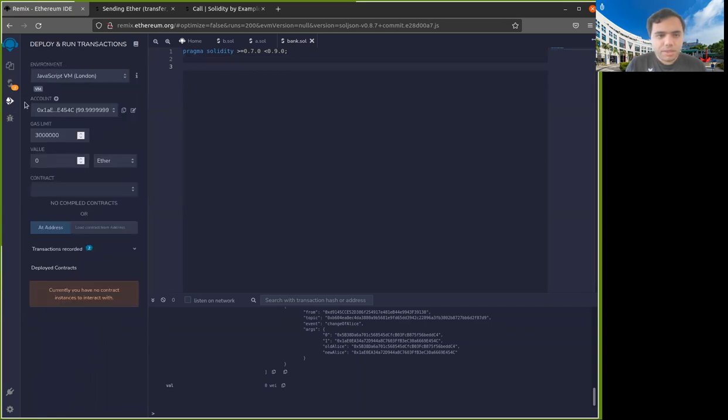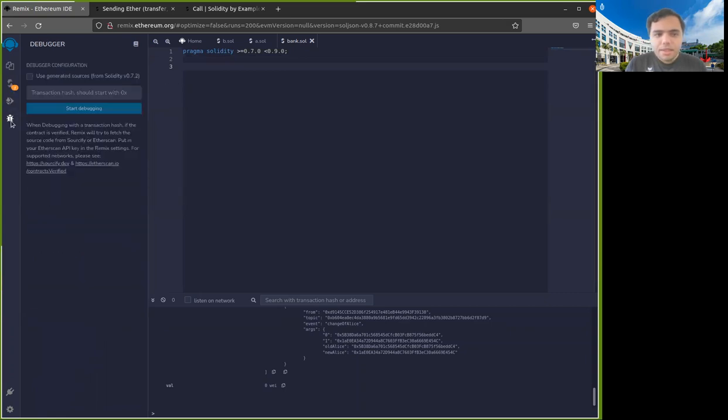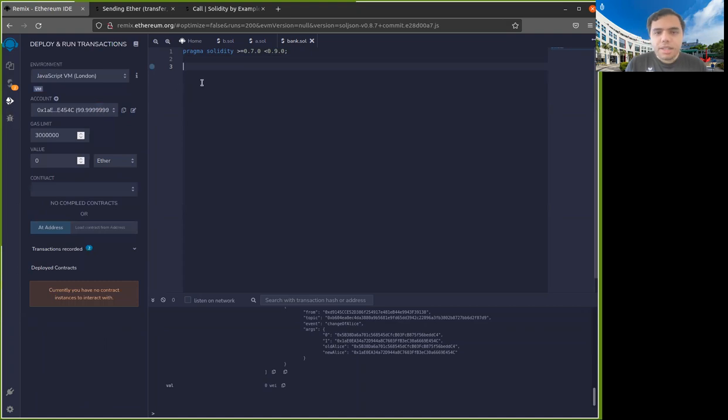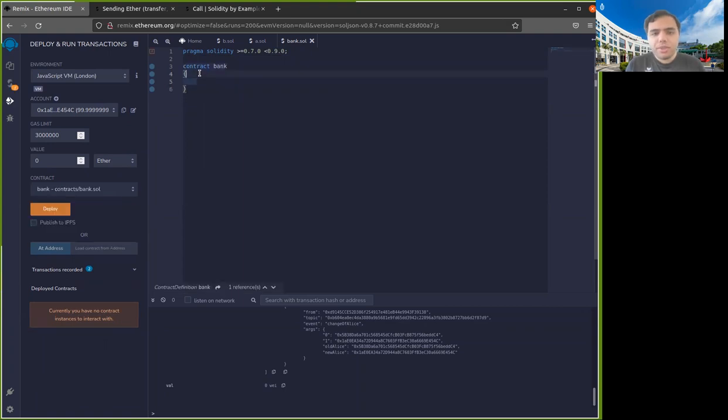Go to the compiler here. And then we can have a contract. Let's call it bank. Now, what I want to do in this contract is allow anyone to deposit money. And I also want to allow people to transfer money between their accounts.